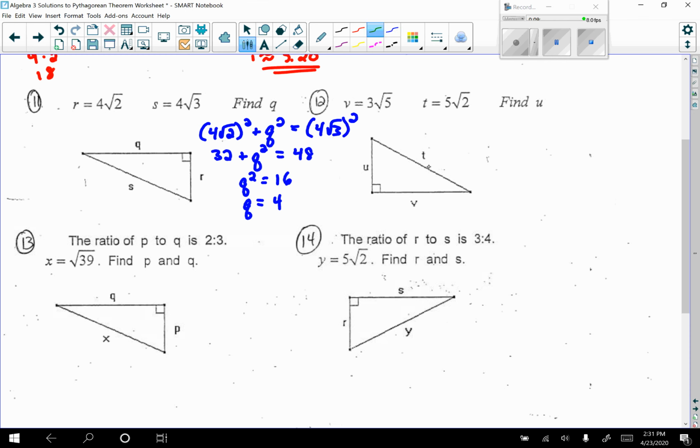All right, for number 12, again, we're given our hypotenuse and one leg, so we're going to say v squared, so 3 radical 5 squared plus u squared equals t squared, so 5 radical 2 squared. 3 radical 5 squared just becomes 9 times 5, so we get 45 plus u squared. 5 radical 2 squared will become 25 times 2, so we get 50. So u squared, subtracting 45 from 50, will give us 5. So u is just going to equal the square root of 5, which is approximately 2.24.